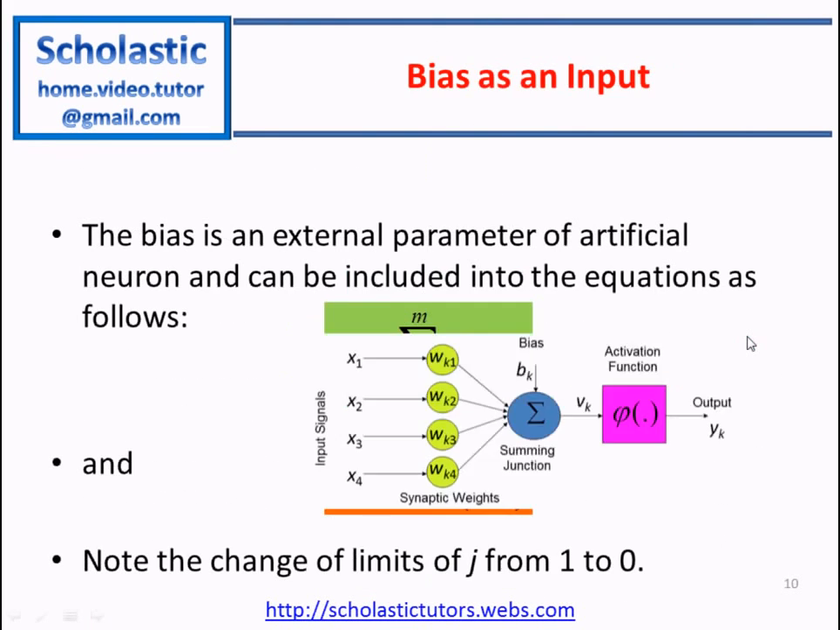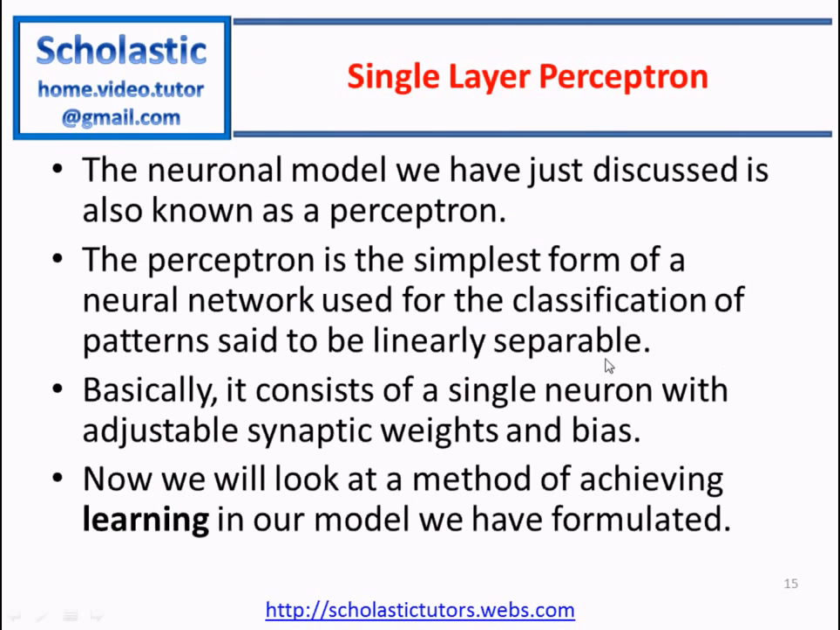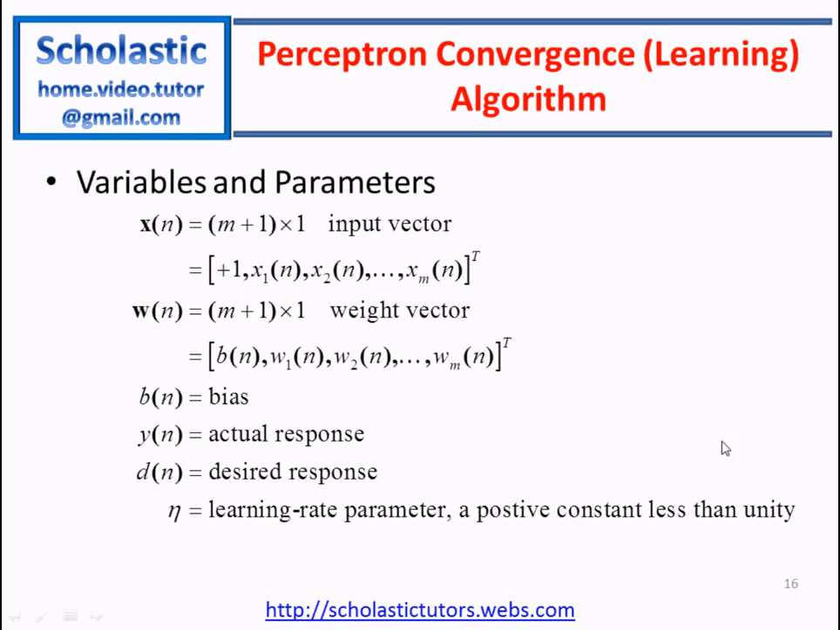So let's come back to the theory. We have the single layer perceptron. Basically, it consists of a single neuron with adjustable synaptic weights and bias. Now we will look at a method of achieving learning in the model we have formulated. So basically, a neural network is about the process of learning, which means that we can change the weight parameters according to the inputs. It's called the perceptron convergence or learning algorithm.